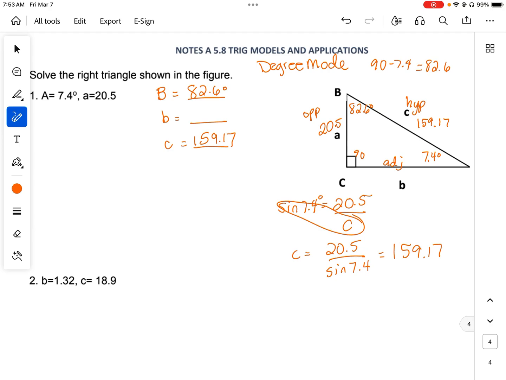All right, let's find side b. So if we're using our 7.4, we have opposite and adjacent we're dealing with, so that's tangent. So tan of 7.4 equals 20.5 over b. We can do the same thing where we get b equals 20.5 over tan 7.4. Put that into the calculator and you get 157.84. So it goes here.